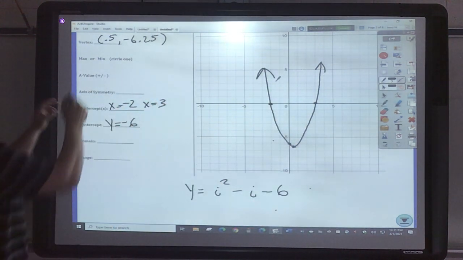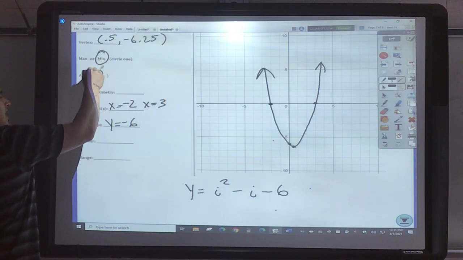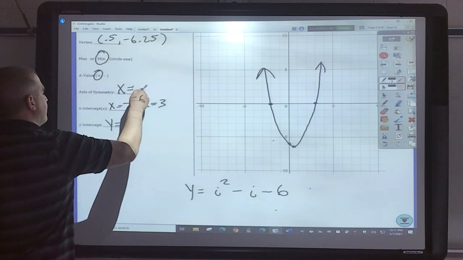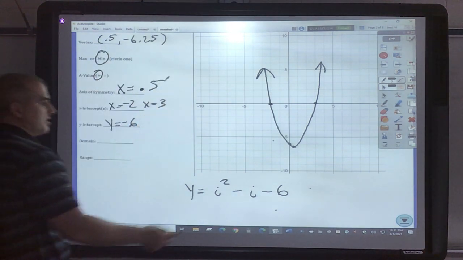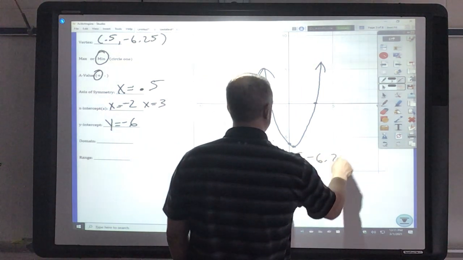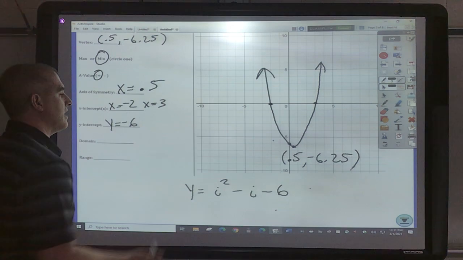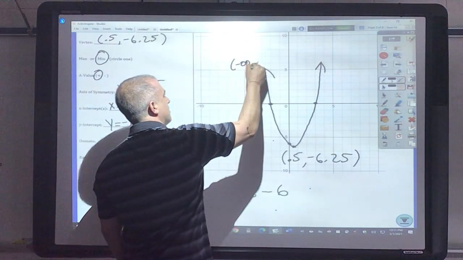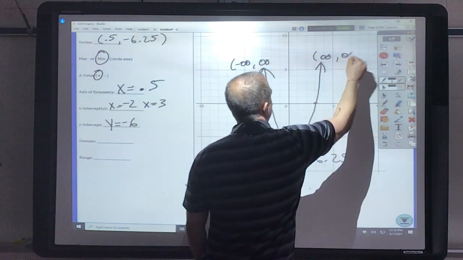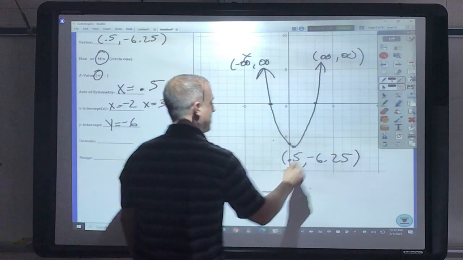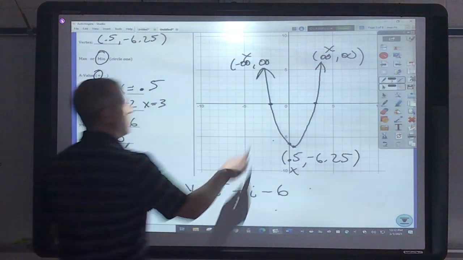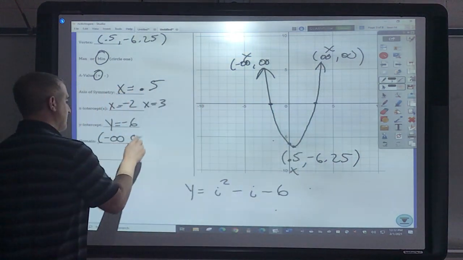Now, I can easily see this has a minimum value, and the A is going to be positive. My axis of symmetry is x equals 0.5. I'm going to label 0.5, -6.25. This would be left arrow, this would be right arrow. This is going up, so positive, this is going up. So let's start with the domain. What is the smallest of those x values? Negative infinity. What's the biggest of these? That would be positive infinity.